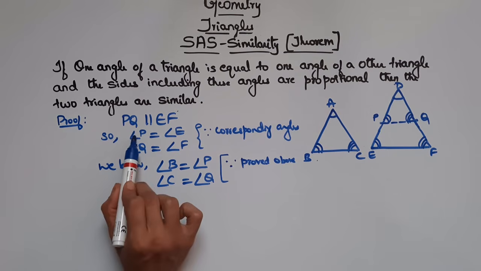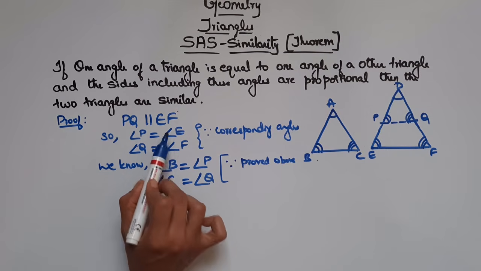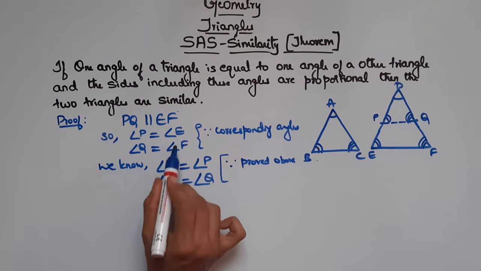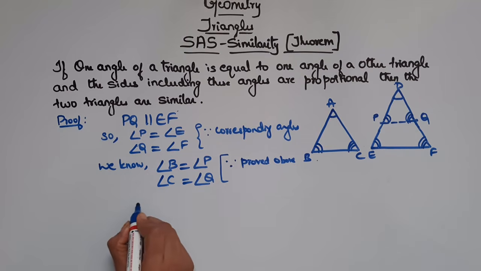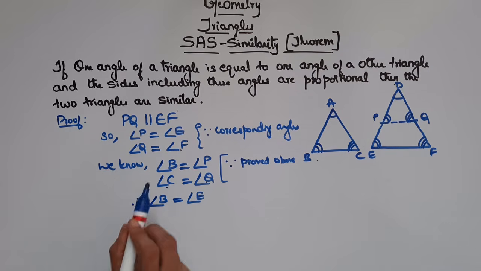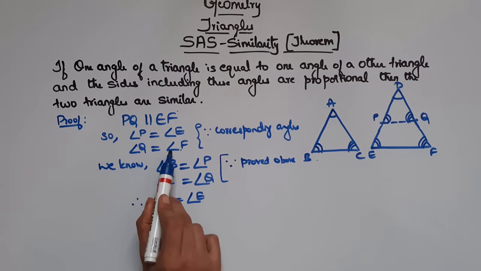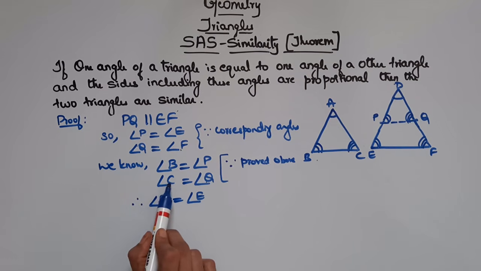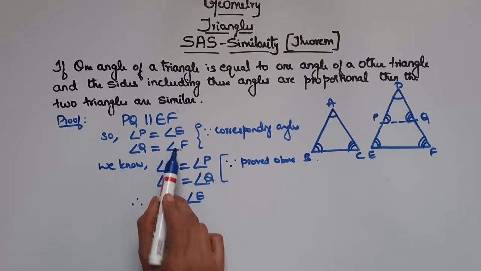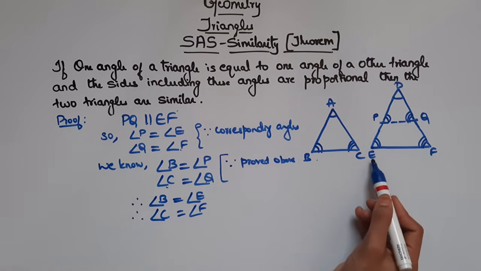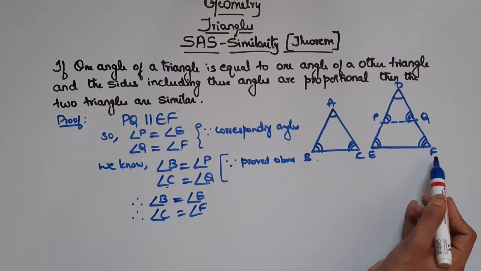So now if you see, here we said angle P is equal to angle E and here we have angle P is equal to angle B. So this implies angle B is equal to angle E, right? So therefore angle B is equal to angle E. Similarly, if you see here, angle Q is equal to angle F and here we have angle Q is equal to angle C. So therefore angle C is equal to angle F, right?